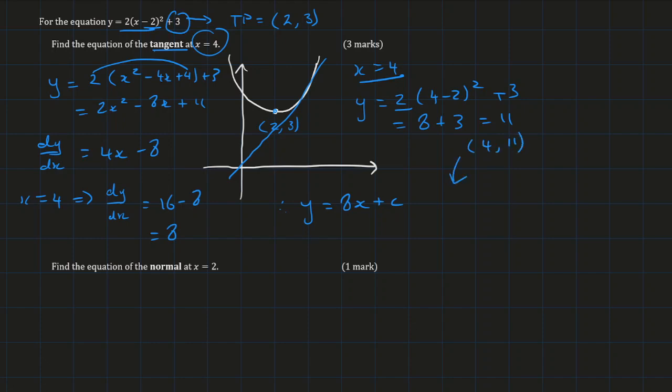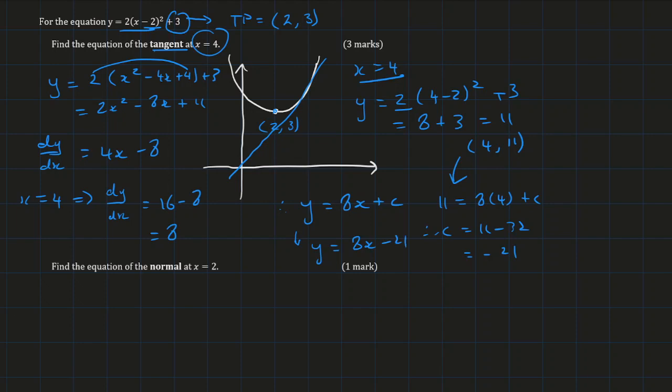When we substitute that back into here, we get 11 is equal to 8 multiplied by 4 plus c. Therefore, c is equal to 11 minus 32, which is equal to negative 21. Therefore, the equation of the tangent is y is equal to 8x minus 21.